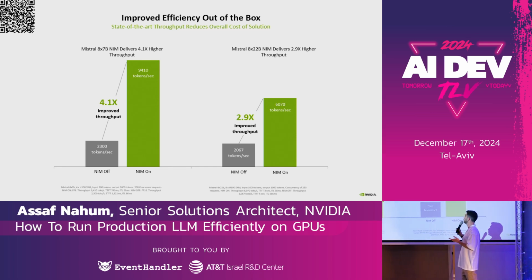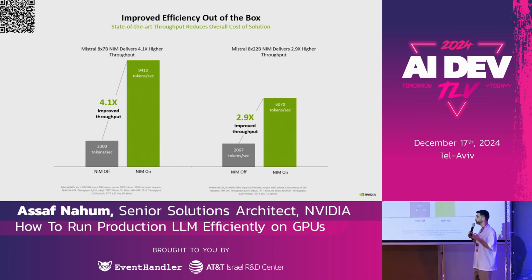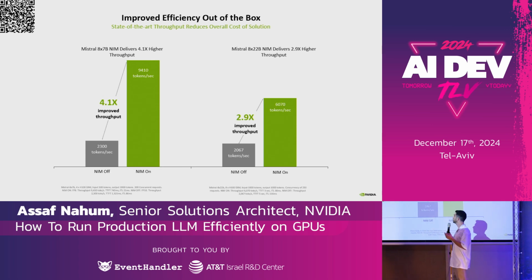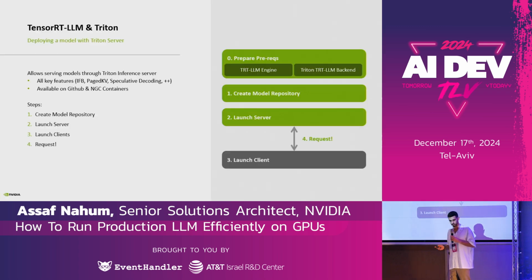Performance. Let's look at performance. Mistral 8x7b and Mistral 8x22b without NIM and with NIM. Look at the difference: 4 times better throughput and 3 times better throughput in the other model. It's just crazy how optimized it is.